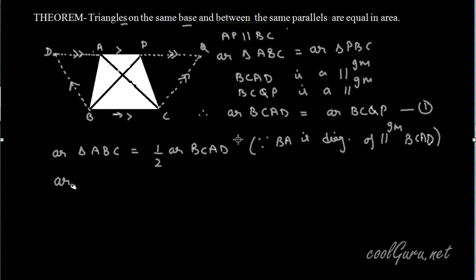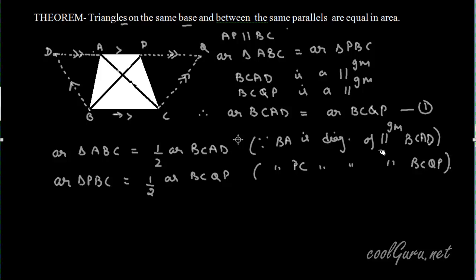Similarly, we can write that area of triangle PBC is equal to half the area of BCQP. Same reason. BCQP, PC is diagonal of this parallelogram. Same reason, because PC is diagonal of parallelogram BCQP.